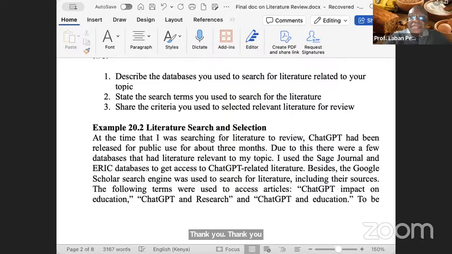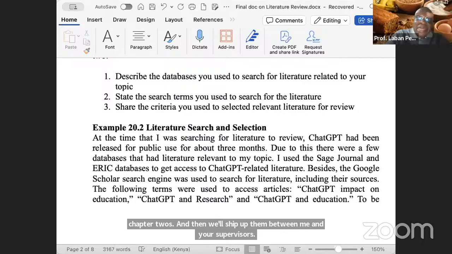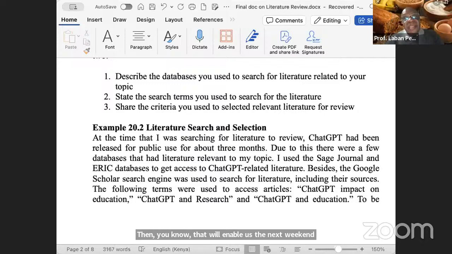Very good. Ladies and gentlemen, it has been a pleasure the last 3 hours. I would want to suggest that those of us who can, this is not compulsory, this is a seminar, come in tomorrow. We finish this literature review chapter, and now I can release most of you to go and try your chapter 2s, and then we'll shepherd them between me and your supervisors. Then the next weekend we'll be doing chapter 3. Then you are free to finish your proposals.